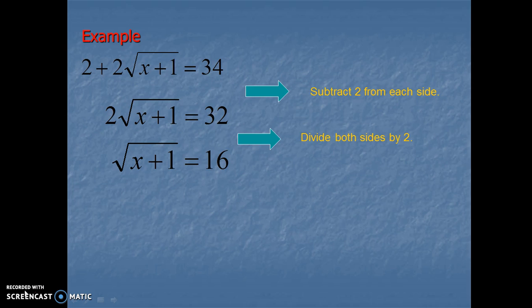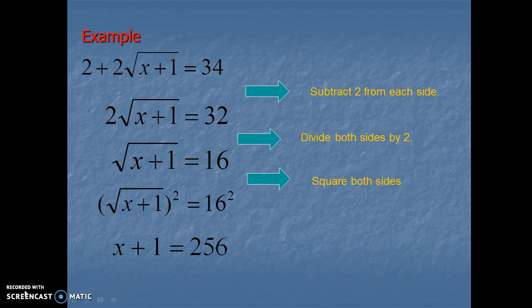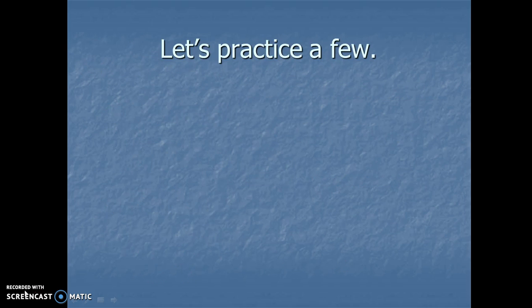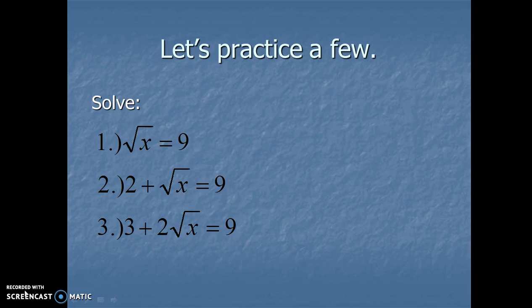Finally, the radical is by itself, so we're going to square both sides, and it would look like this. When you square square root, it goes away, and 16 squared is 256. Now we just have that one more step left to do. Now we need to just solve and get x by itself. So we're going to subtract 1 from both sides, and we end up with x equals 255. Okay? Let's practice a few more.